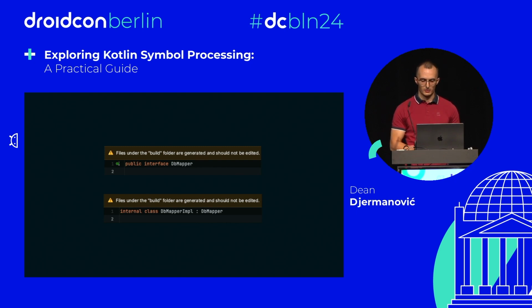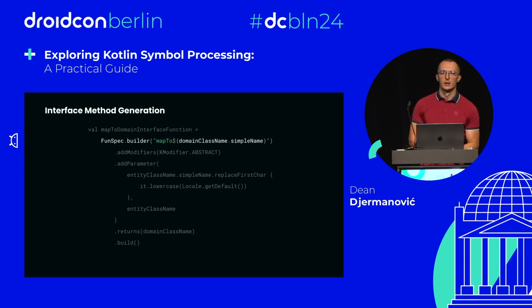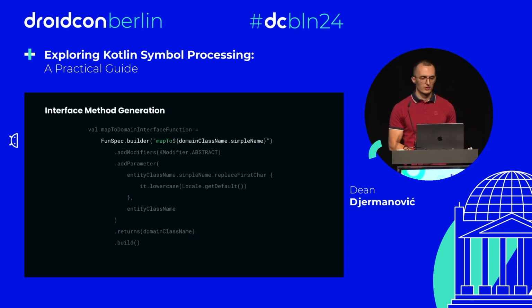So let's add some functions to it. To create a function in Kotlin Poet, we need to create a FunSpec instance, which represents a function. To create a FunSpec, we have to use FunSpec.builder and pass in the name of the function.